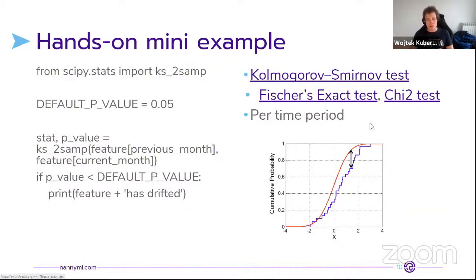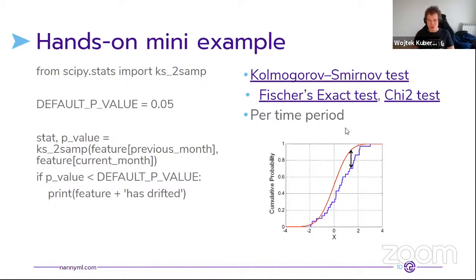If you want to work with categorical features, then you would need to use chi-square test. For binary categorical features, you should normally go for the Fisher's exact test. These are just names. They work in a reasonably similar way.